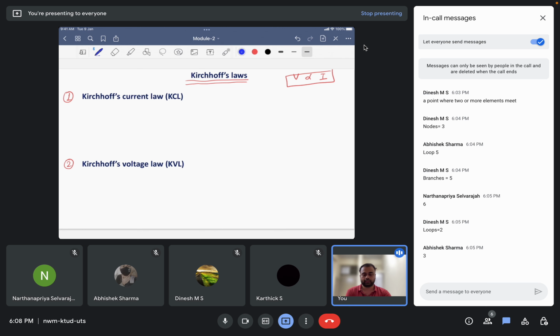Kirchhoff's first law states that the sum of the total inward current at any node is always equal to 0. Suppose we have currents I1, I2, I3 and I4, and suppose there are j number of branches intersecting here. Then the sum of I_j for j equals 1 to n should always be 0.